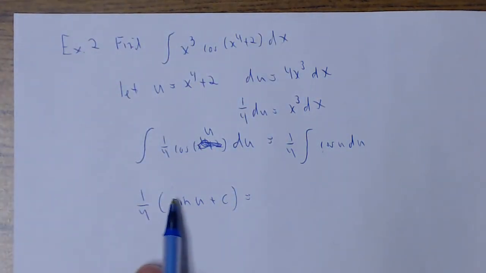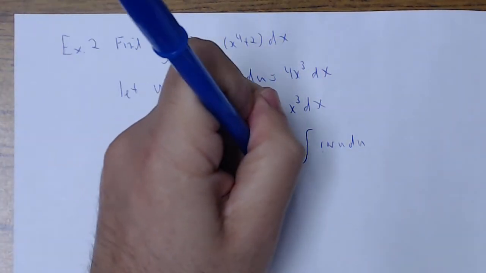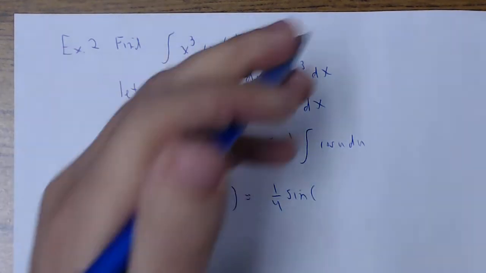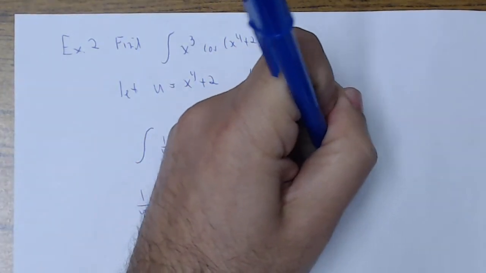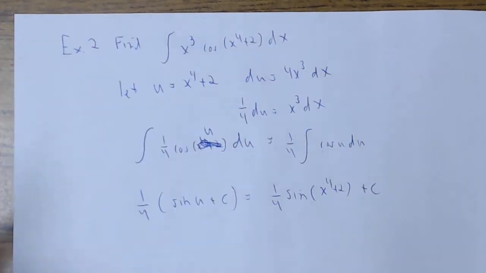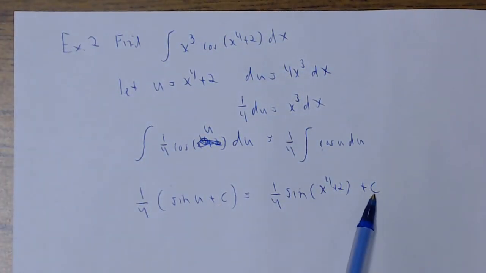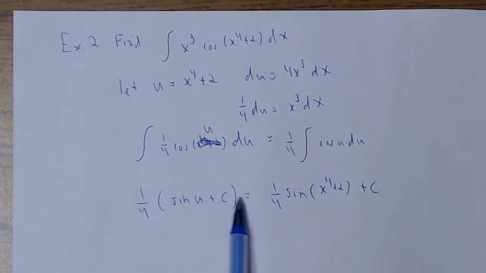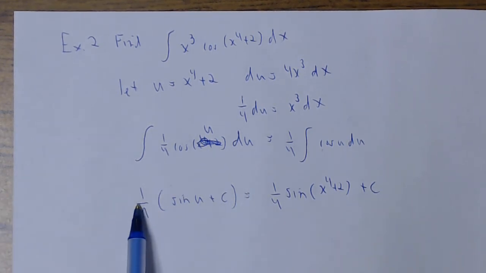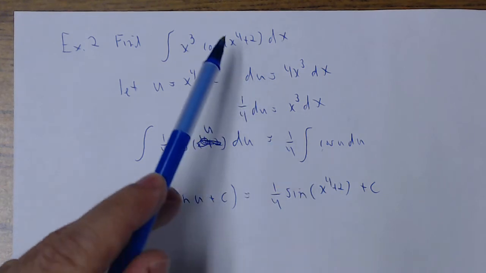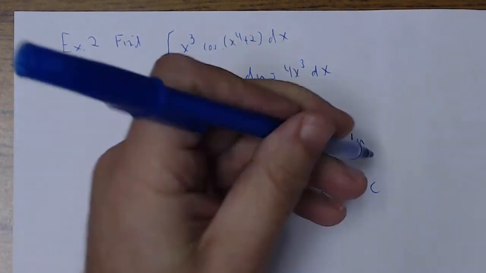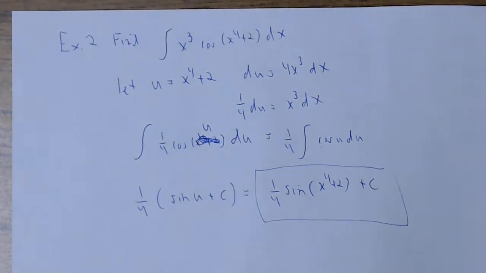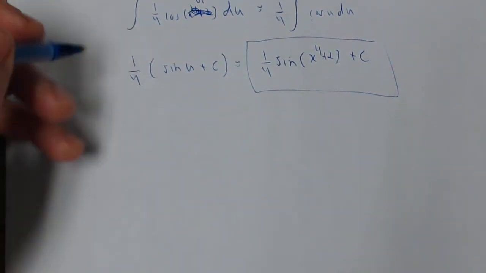And you can also distribute the 1/4. So it'll be 1/4 sine of, and u was x to the fourth plus 2, plus c. And look, 1/4 times a constant is a constant, so I'm just leaving that as plus c. It's not that I forgot to multiply this constant by 1/4, but we're just saying, whatever that constant may be, just call it plus c. If they want us to find the constant, then some extra information will be given, but for now, that's what it is. Okay, so moving on to example 3.